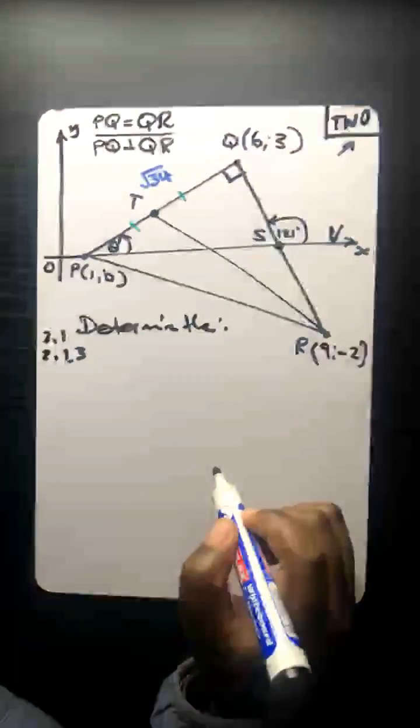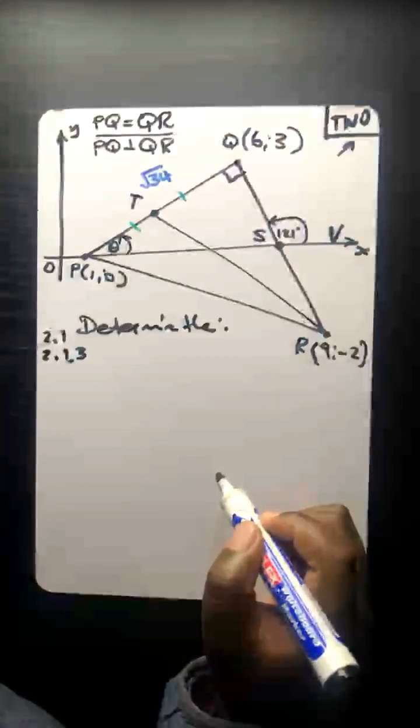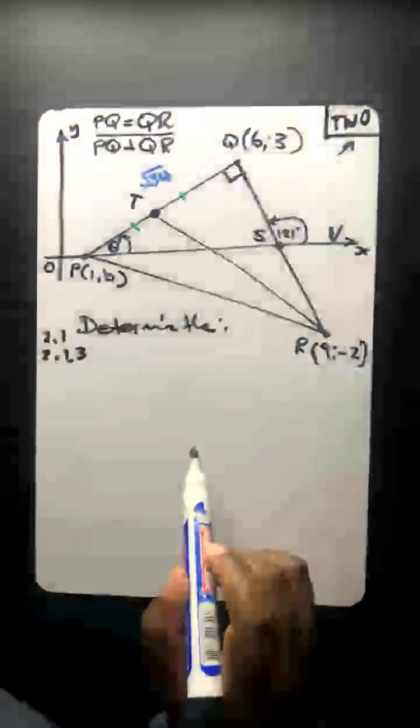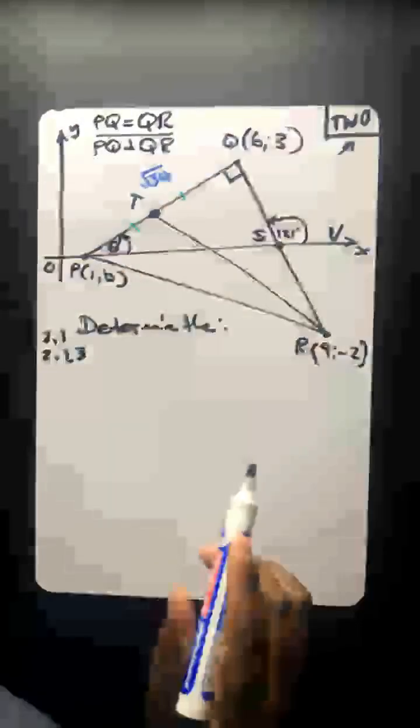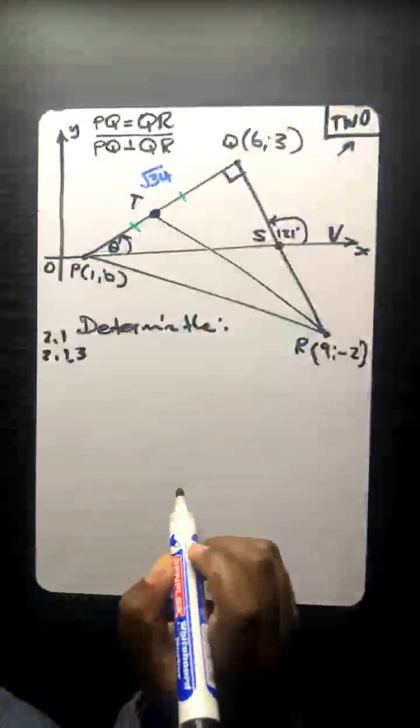I think it did. So now they are saying the coordinates of T. The coordinates of T being that point. What do we know about that T? We know it is the middle point of these 2 points. So this is where now you might not need to separate the formula.